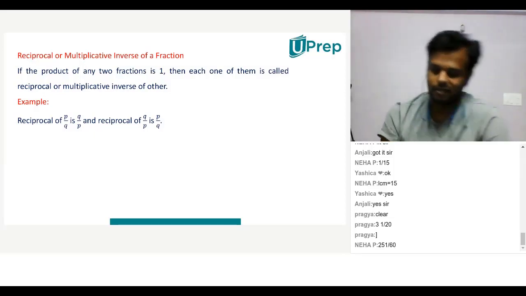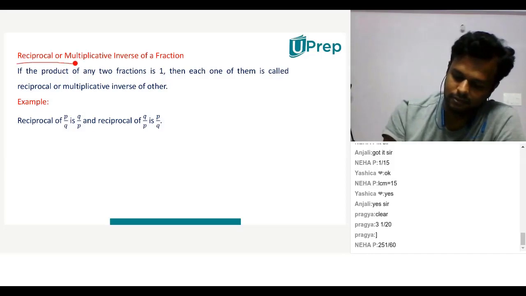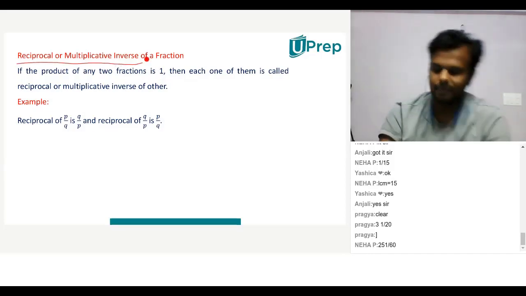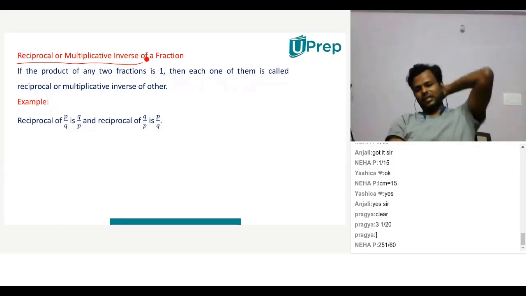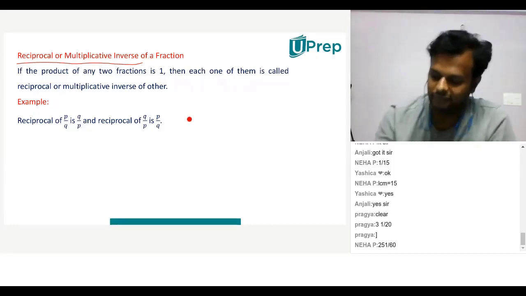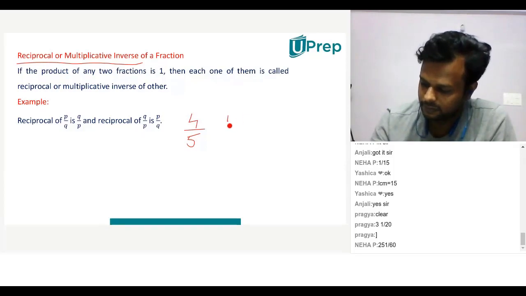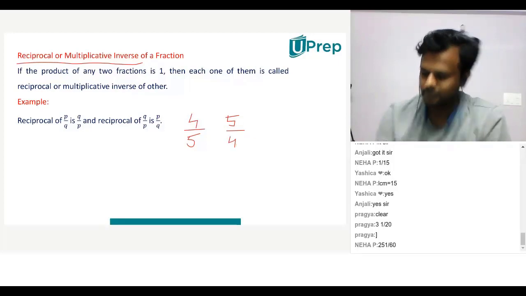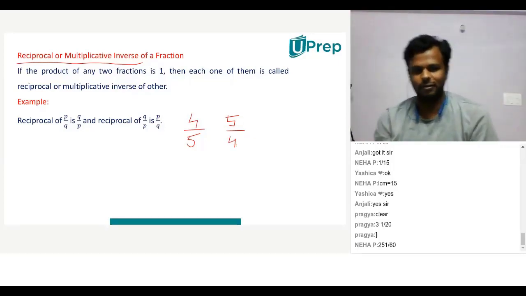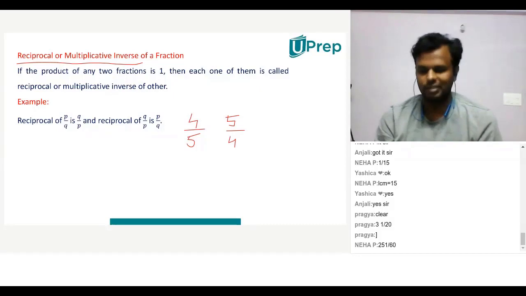So children, here it is talking about the multiplicative inverse. Now let us not think much about this. I'll just tell you something. If I have a fraction 4 by 5, the reciprocal of this will become 5 by 4, isn't it? The reciprocal just means that you reverse the fraction. Yes, you just need to turn it upside down. That's it.